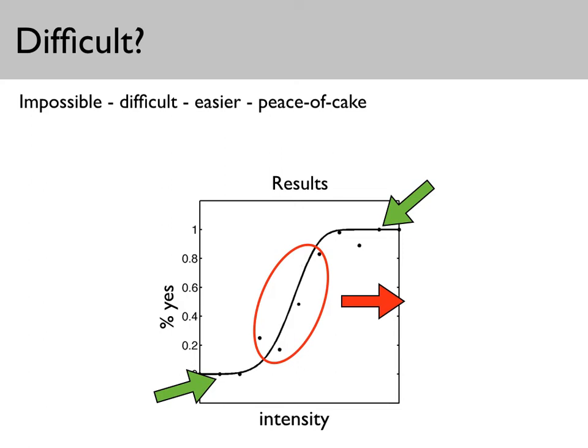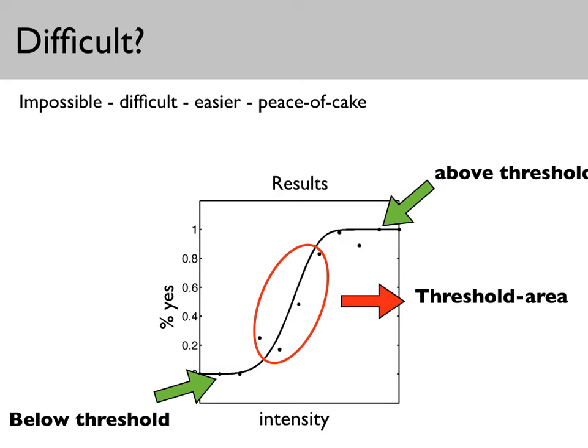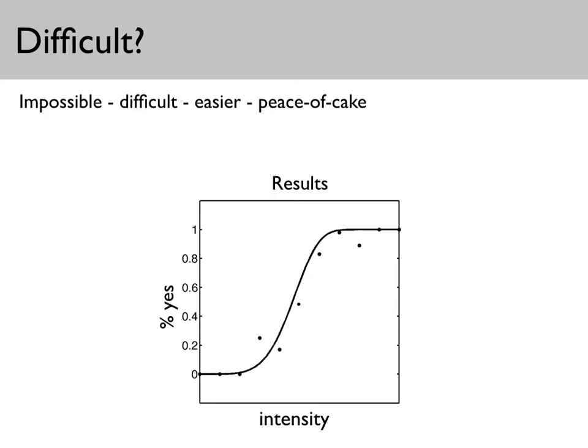Now we can also look at the threshold. First, we have the area below the threshold. Here you cannot detect. There's also an area above the threshold. Here you can detect easily. In the area where we see the transition, we pick our threshold, the intensity at which the stimulus could be detected.